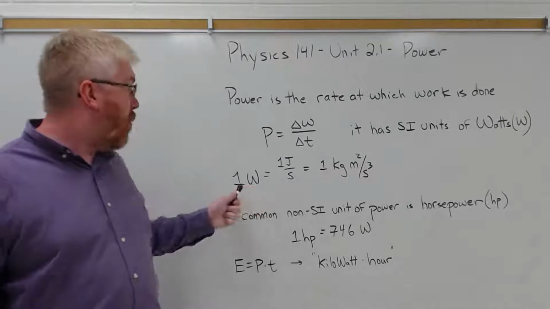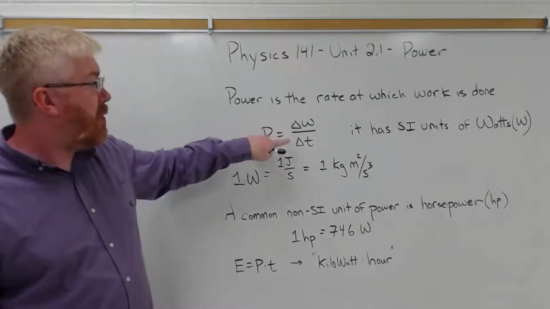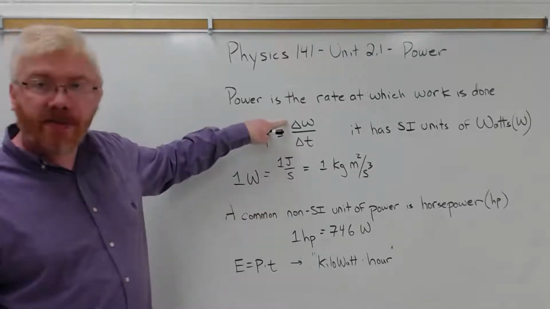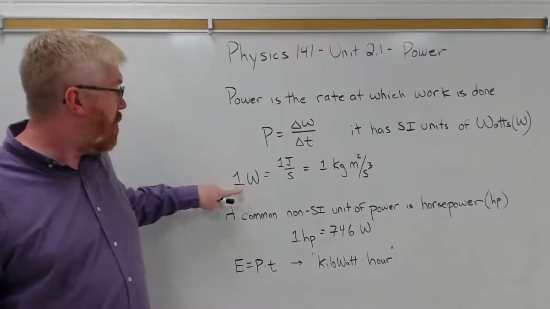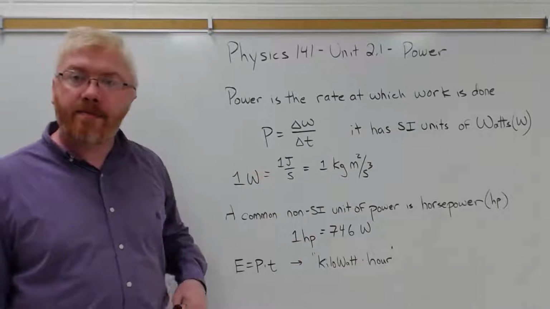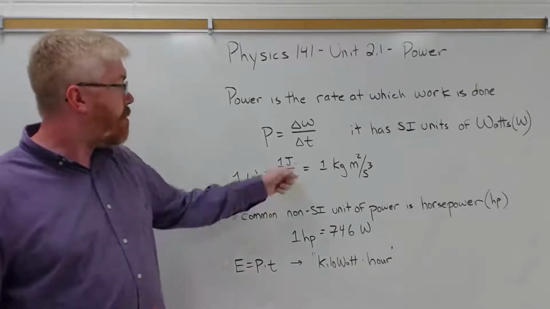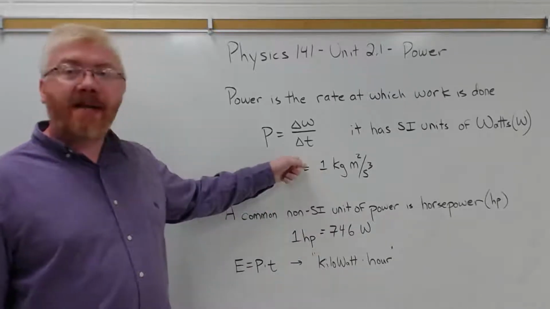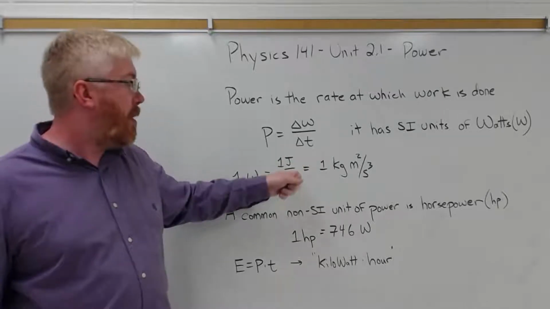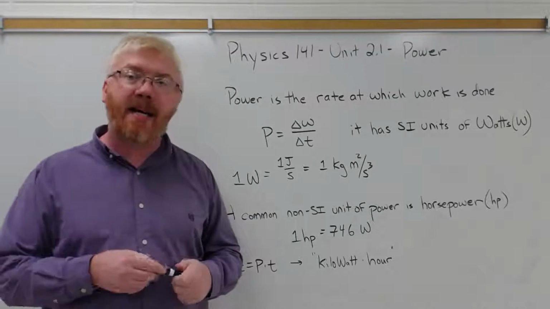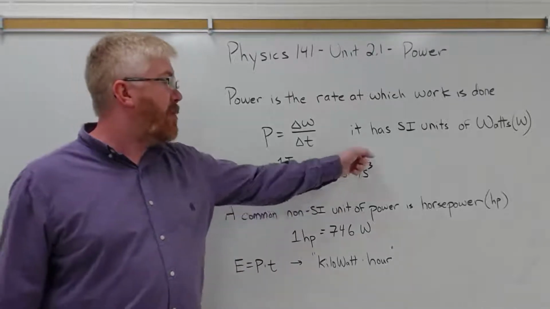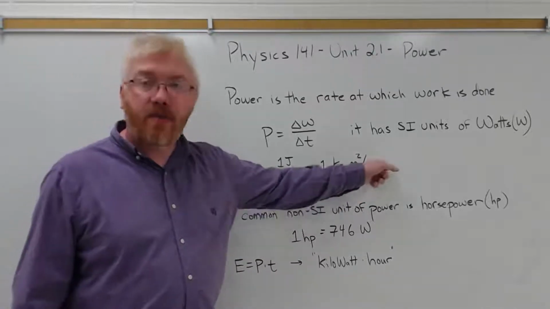Now, SI units of watts, so the power is work over time. Work has units of joules, right? Time is seconds. So 1 watt is 1 joule per second. Fairly easy. A joule is a kilogram meter squared per second squared, so watts, going back to the base SI units, is 1 kilogram meter squared per second cubed.